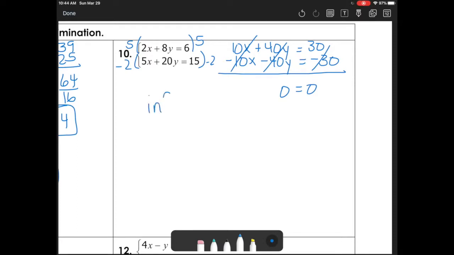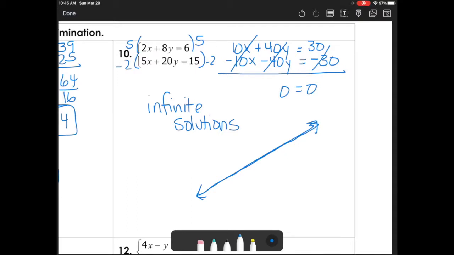If we graph this on Desmos, what we should see is the first line, and then we should see the second line right on top of it, which means every x value and every y value are the same. I'm going to jot these down. 2x plus 8y equals 6. 5x plus 20y equals 15. And let's type those in and see.